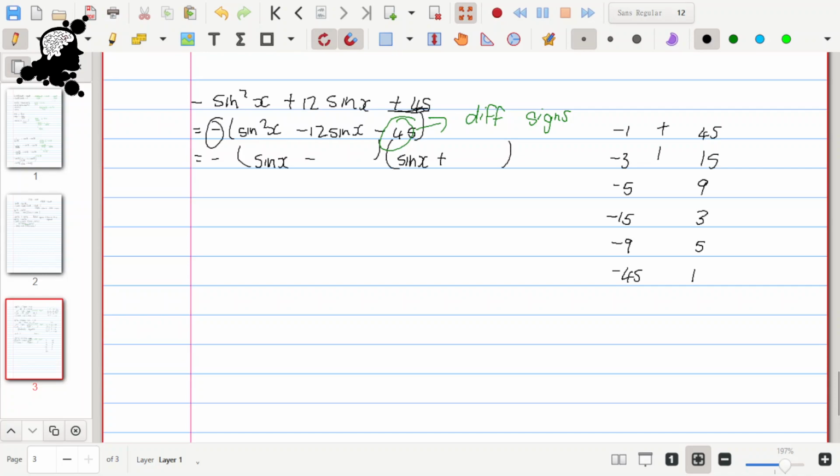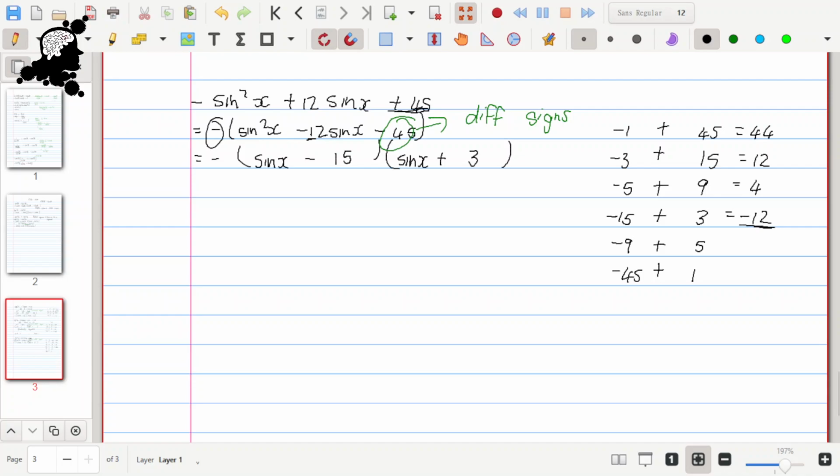Once again, I need to add these. So, negative 1 plus 45 gives me 44. Negative 3 plus 15 is going to give me positive 12. Negative 5 plus 9 is going to give me positive 4. Negative 15 plus 3 is going to give me negative 12. Aha! The coefficient of our middle term is negative 12. So I'm going to take negative 15 and positive 3 as my values.